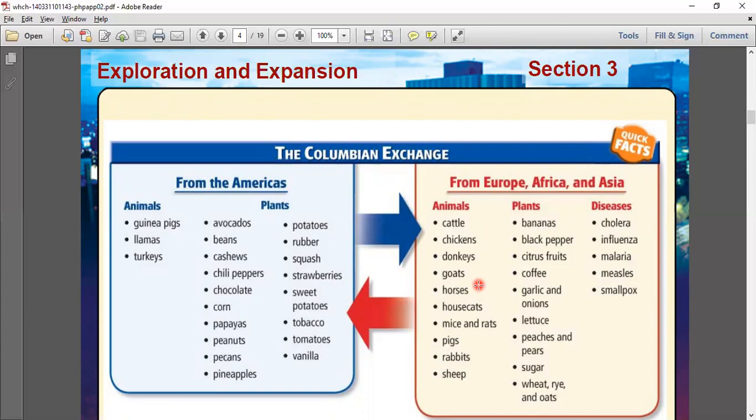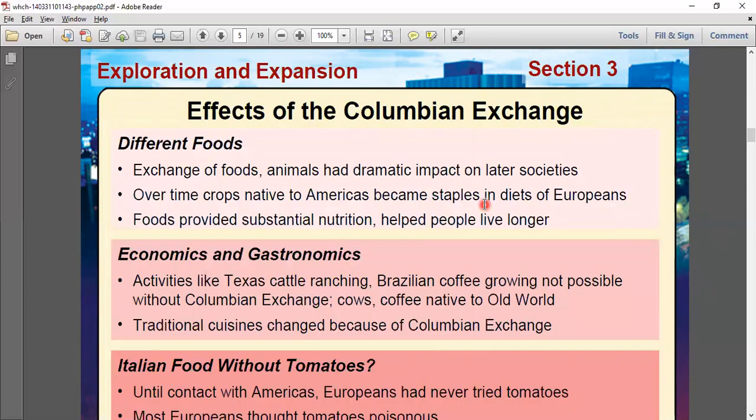It wasn't only animals and plants, but they also brought diseases like cholera, influenza, malaria, measles, and smallpox. All these were diseases that weren't in the Americas, but when the Europeans came to the Americas, they brought these diseases with them. Let's talk about this slide here, and then we can continue in the next sessions.